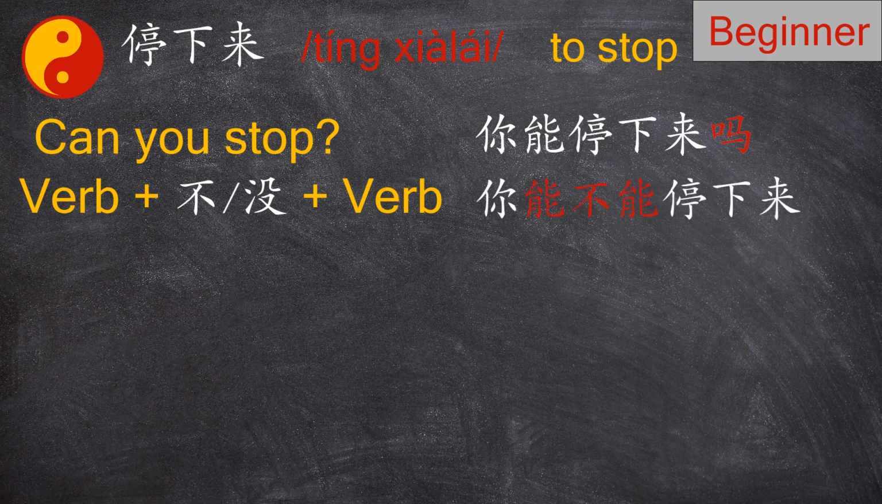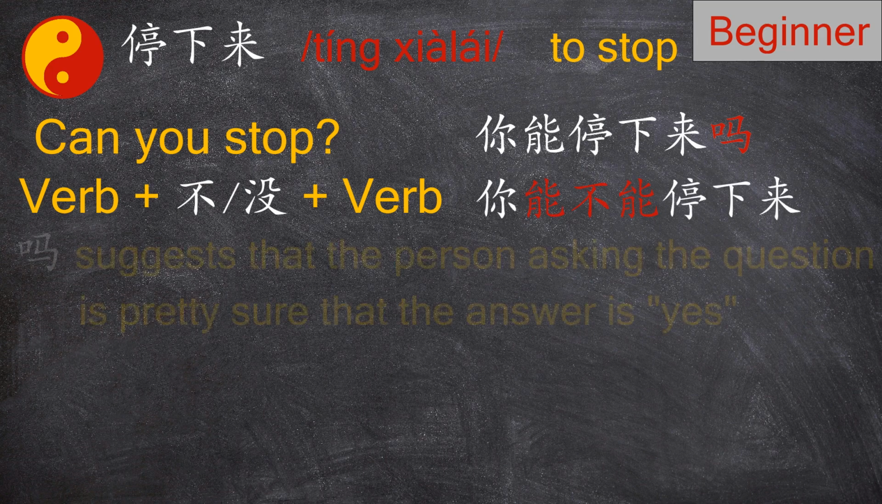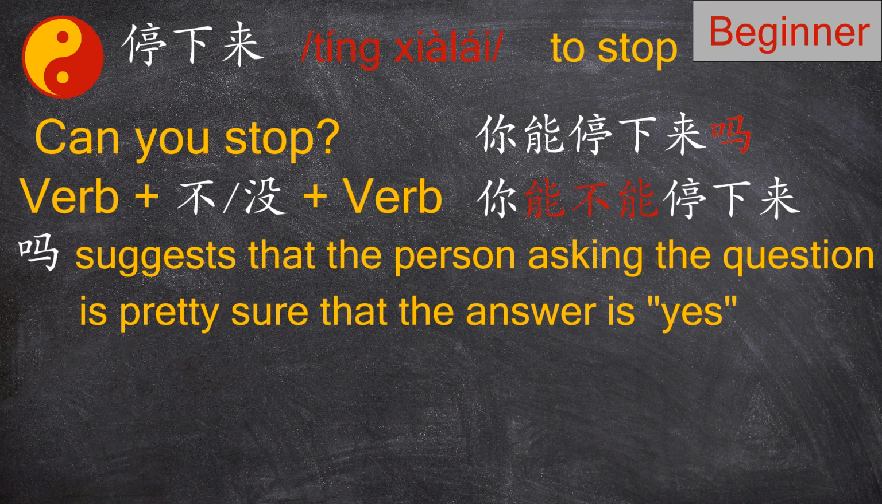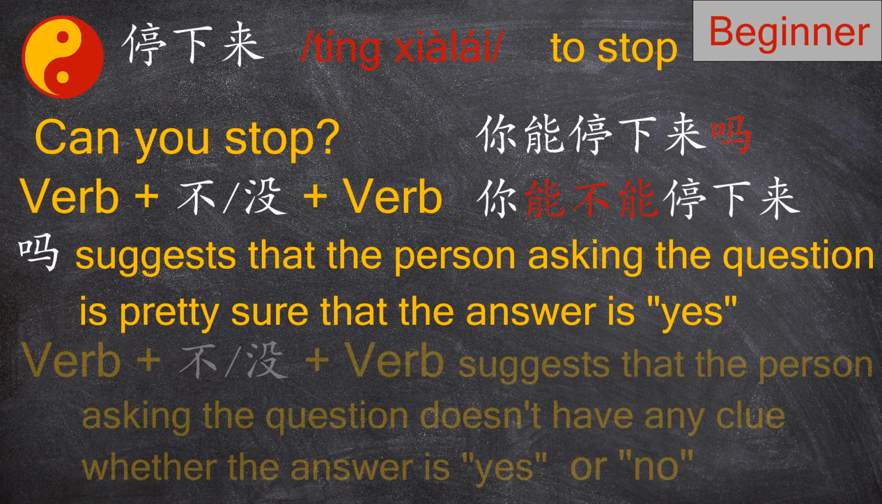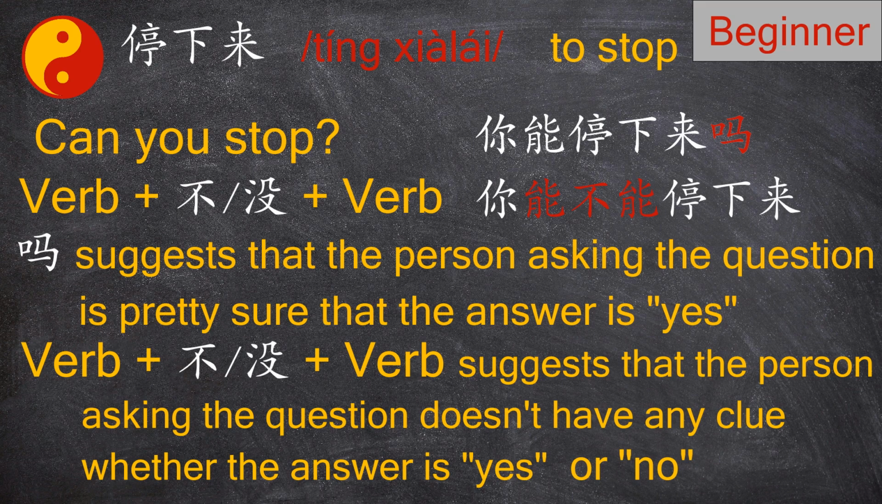Is there any difference between these two methods? Ma suggests that the person asking the question is pretty sure that the answer is yes. But verb plus bu or may plus verb suggests that the person asking the question doesn't have any clue whether the answer is yes or no.